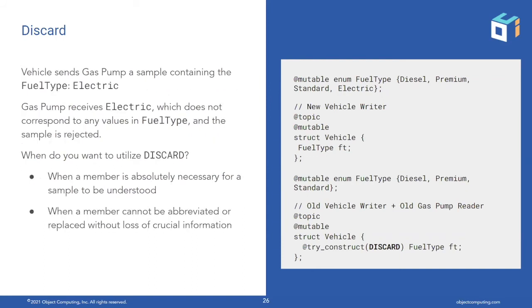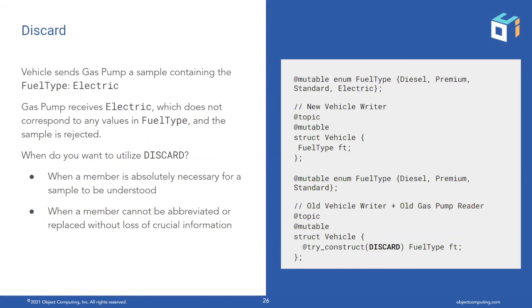And what this will do is if the gas pump receives the electric value for the fuel type enum, it will throw away the sample and just not handle it, therefore preventing the user from selecting a gas type for that. And so when would you want to utilize discard?